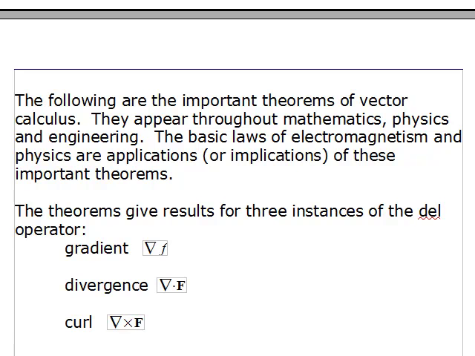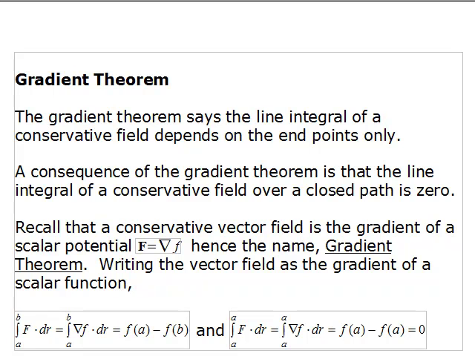So these theorems are going to give some results for the use of the del operator. Remember, you see the del operator as a gradient when it's applied to a scalar field. When it's applied to a vector field, by using the dot product, you get the divergence. By using the cross product, you get the curl. We'll start with the gradient theorem.